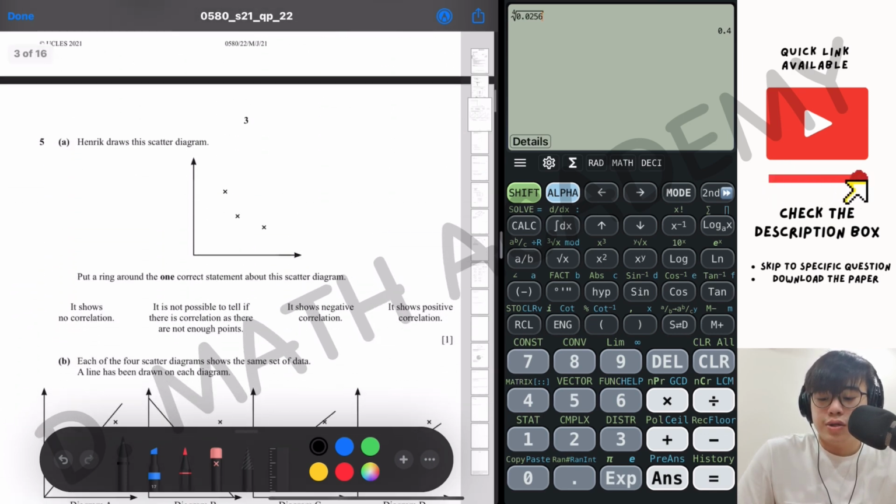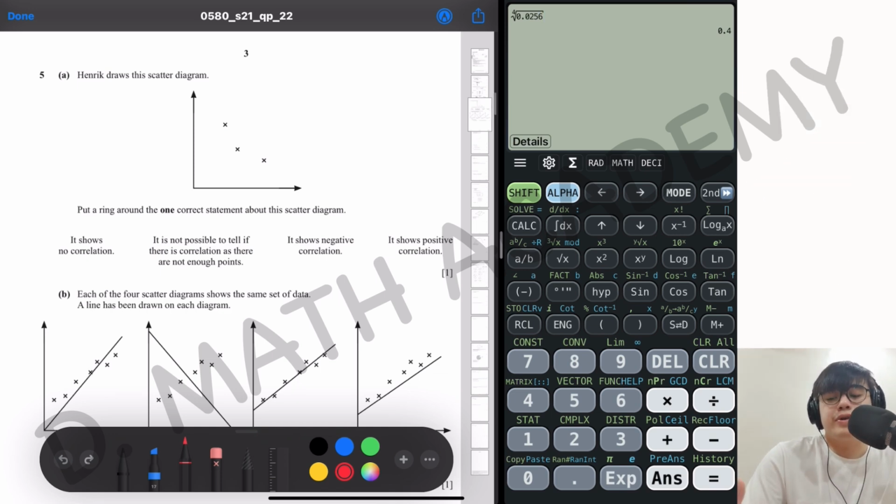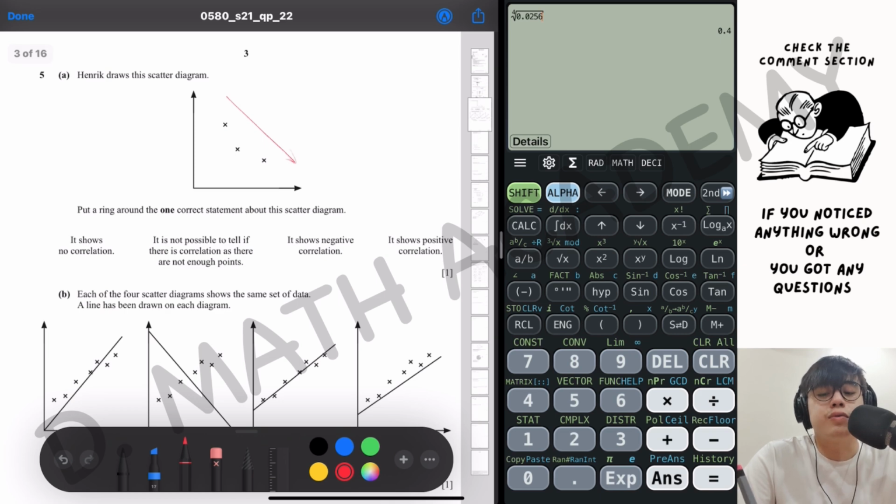Okay. So the next one is regarding a scatter diagram. Henrik draws a scatter diagram. Put a ring around one statement about this scatter diagram here. So this is actually a trap question. Although based on the points that were given, you know that it is a downward sloping trend, the number of points here is not sufficient for us to judge the relationship just yet. So the correct answer for this should be: it is not possible to tell if there is correlation as there are not enough points. So this will be our answer here for 5A.